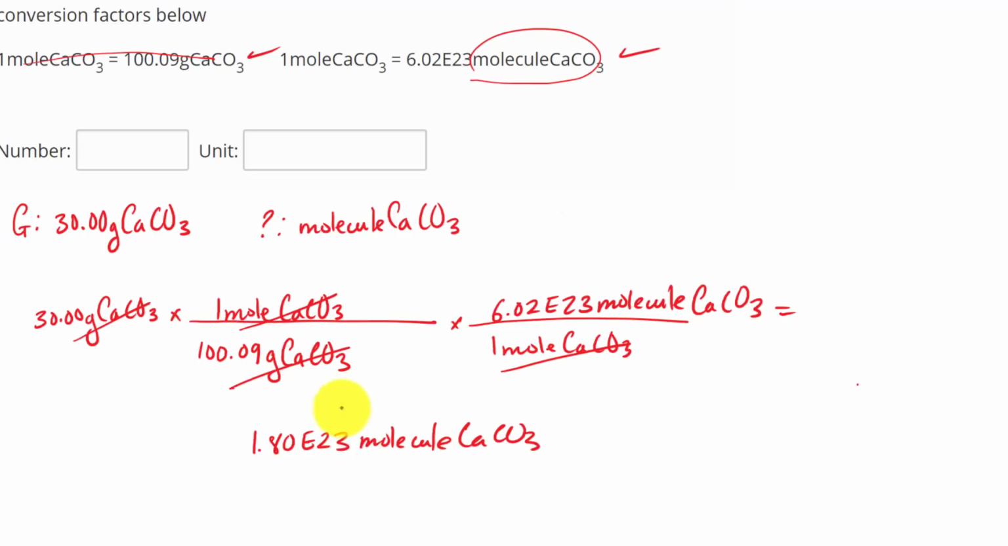So let's put this in our answer. Well, the number is 1.80 E23, and the unit is molecules of calcium carbonate. And that's all we have to do.